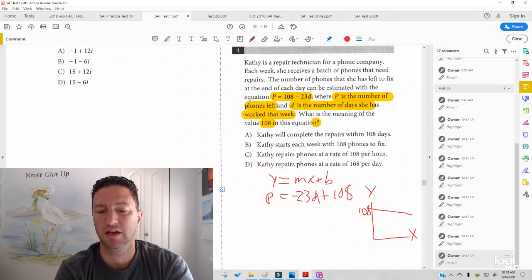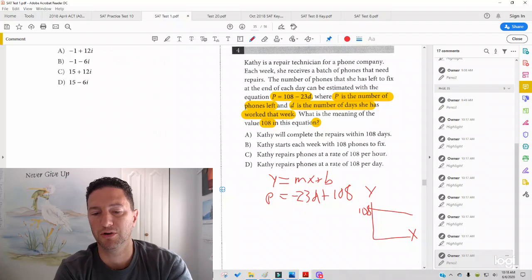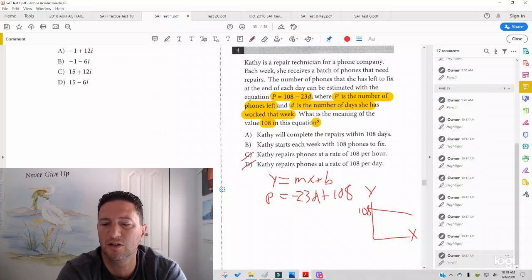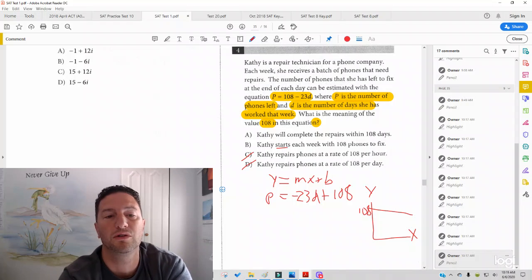Notice answer choice C, Kathy repairs phones at a rate of 108 per hour. Well, it's negative 23 per something, and our D is day, so it looks like negative 23 per day. So that's not it. And answer choice D, Kathy repairs phones at a rate of 108 per day. No, it looks like it's 23 per day. Answer choice A, Kathy will complete the repairs within 108 days. We'll leave that alone for now. But notice answer choice B, Kathy starts each week with 108 phones to fix.